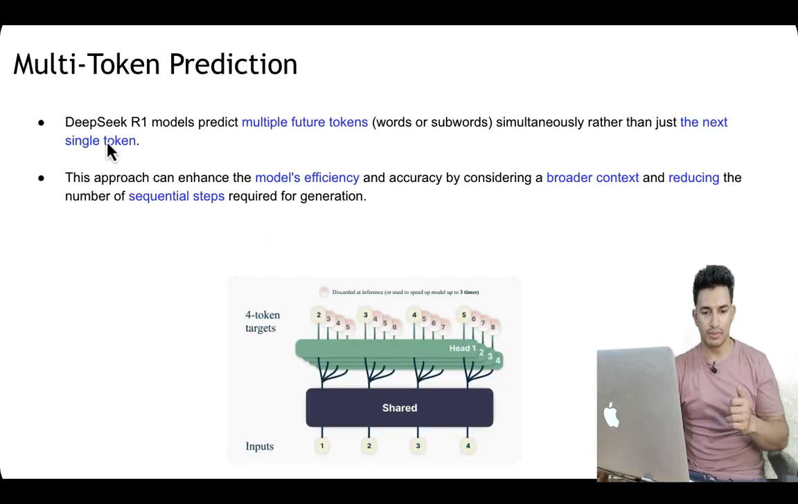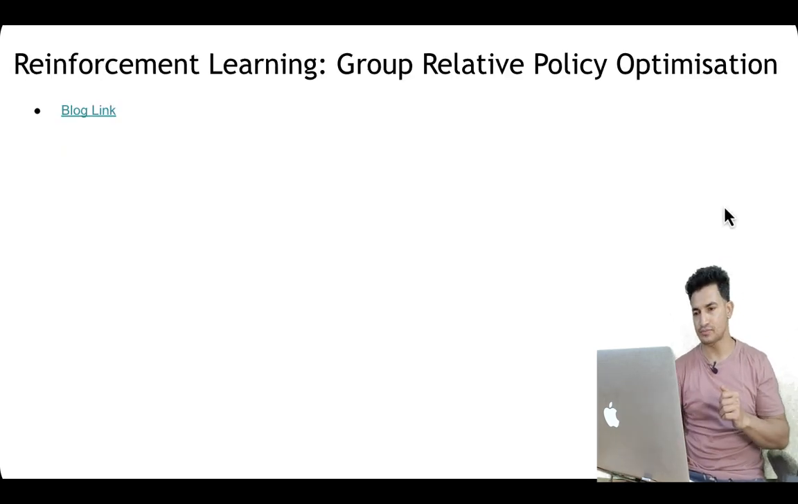We know that all the sequential models do the prediction word by word, right? But the DeepSeek R1 model predicted multiple tokens, let's say the next 3 tokens. So they were able to predict not just a single word, but words or subwords simultaneously, rather than just predicting the next single token. This approach enhanced the model efficiency and accuracy by considering a broader context and reducing the number of sequential steps required for generation.